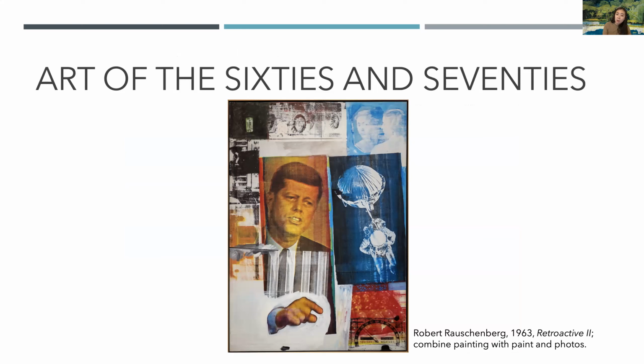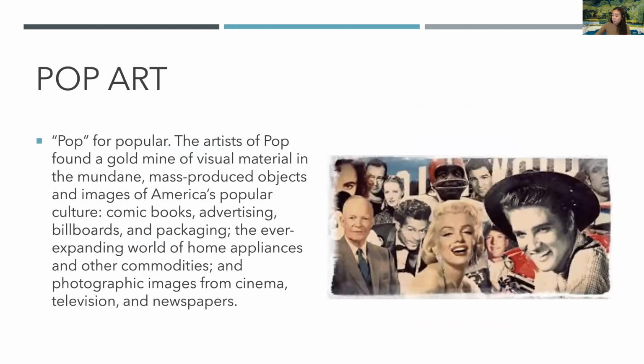So now we are going to see the 60s and 70s art movements. And this is the first art movement we are going to see in the 60s and 70s: pop art. Pop means popular. The artists of pop found a goldmine of visual material in the mundane, mass-produced objects and images of America's popular culture, such as comic books, advertising, billboards, and packaging, and the ever-expanding world of home appliances and other commodities, and photographic images from cinema, television, and newspapers.